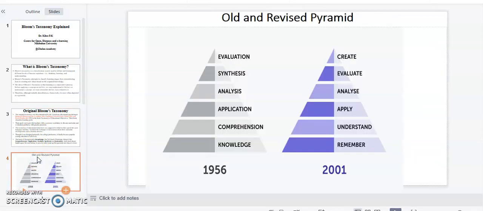When you look at these two pyramids, which show the old and the revised pyramid, I want us to start with this. This is the original, the initial pyramid proposed in 1956, which had knowledge, comprehension, application, analysis, synthesis, and evaluation. We have the revised one, which begins with remember, understand, apply, analyze, evaluate, and create.